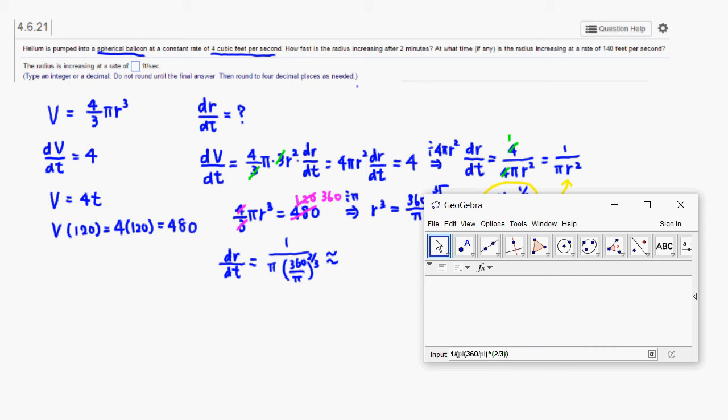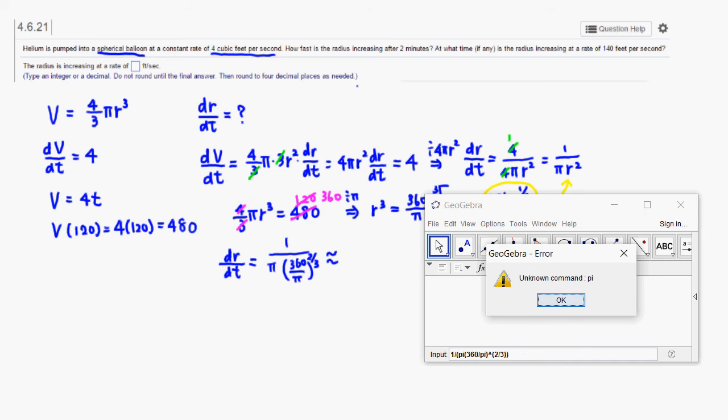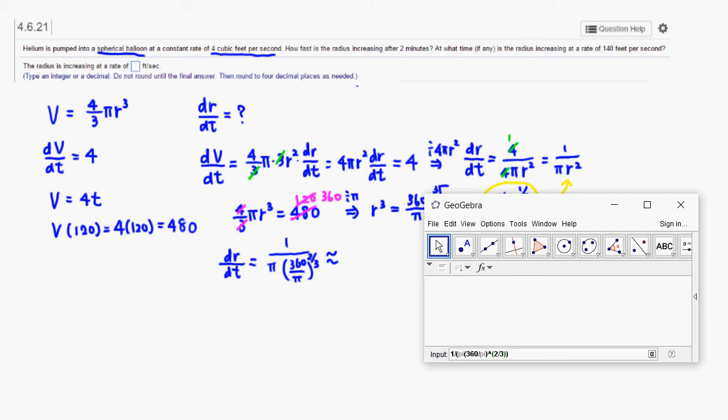So that's the value we want to get, so I'm going to hit enter. Oh, they don't like my pi. Pi, where is pi? Is this the pi? Yeah, I guess this is the pi. Actually, I found it here. Pi, and then this is over pi. Right, so then hit enter.